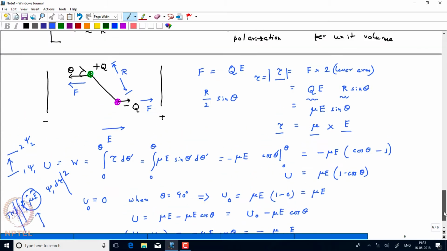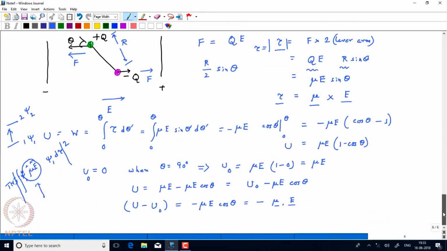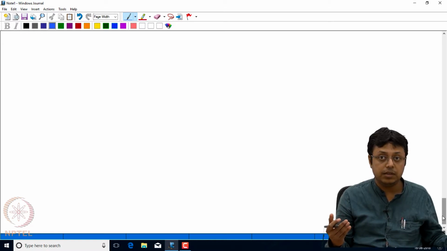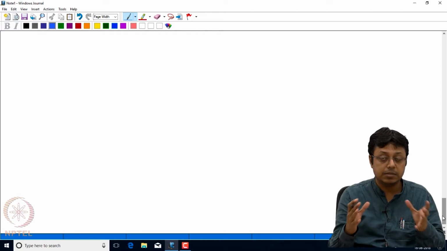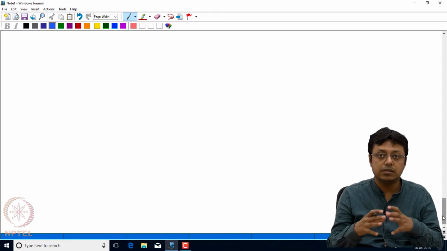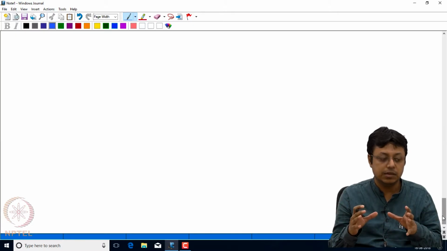Now, let us go back one step and try to understand how one can calculate the average value of the induced dipole moment to calculate the macroscopic polarization, because if we can calculate that, we can calculate everything. Now, as I said, if we think about the permanent dipole moment in the absence of any external electric field, all kinds of orientations are possible. So, mu will be basically 0.